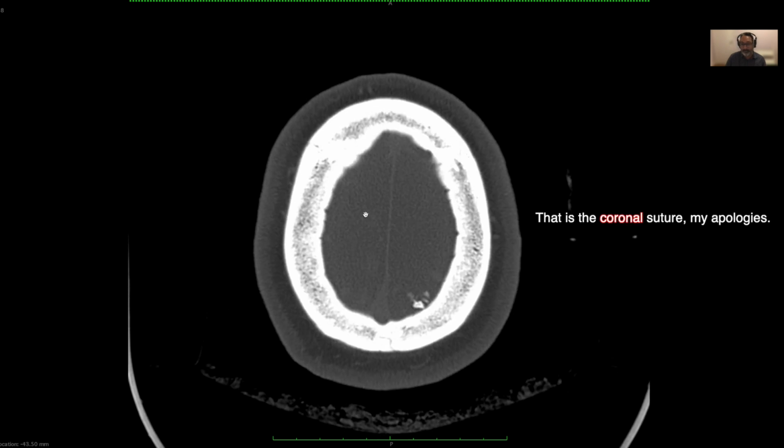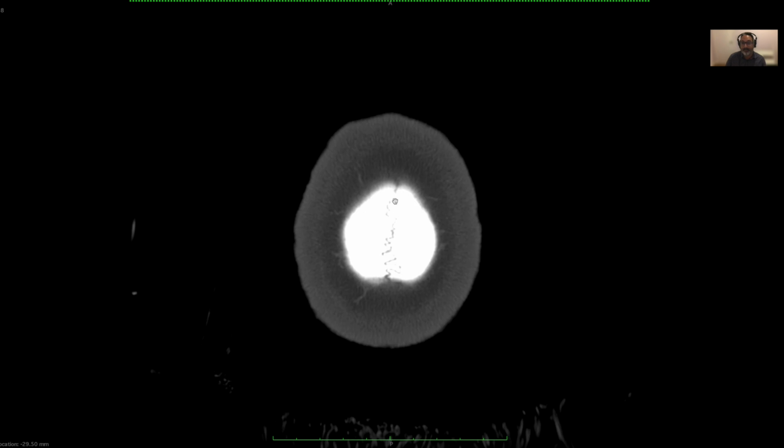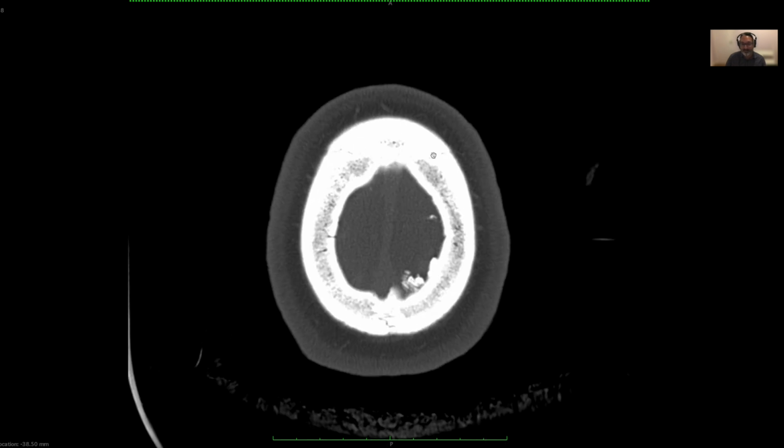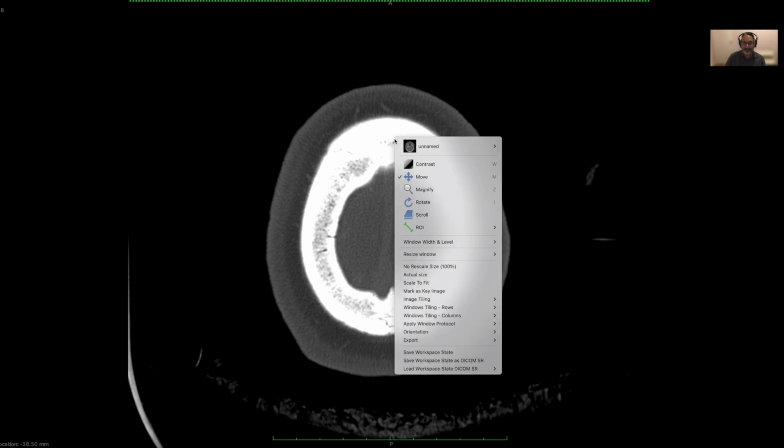Sorry, I can't believe I started absolutely wrong. That is the sagittal suture. And that's the coronal suture. And so the sagittal suture divides them into the two parietal bones, and the coronal suture divides it from the frontal bone. And so these two bones that you can see on the top are parietal bones, and this one in the front is the frontal bone.